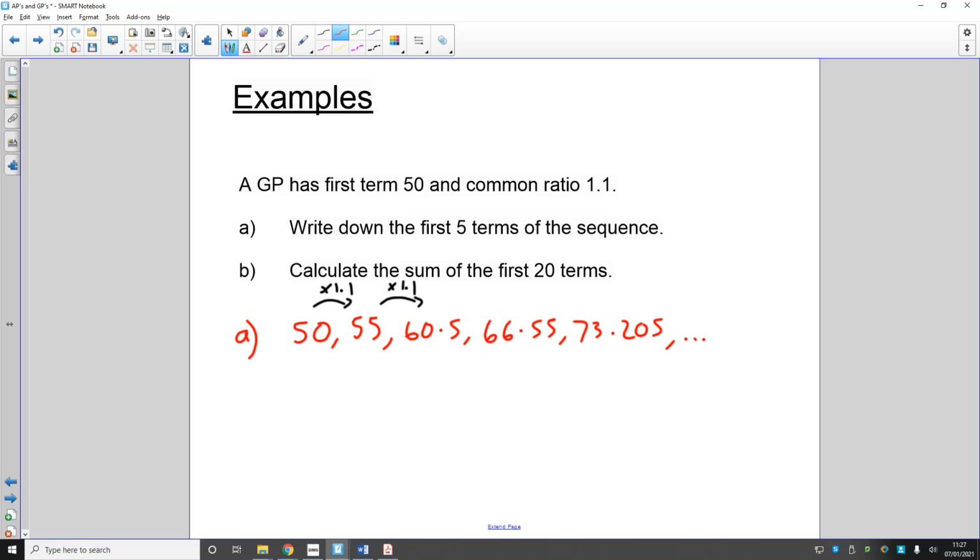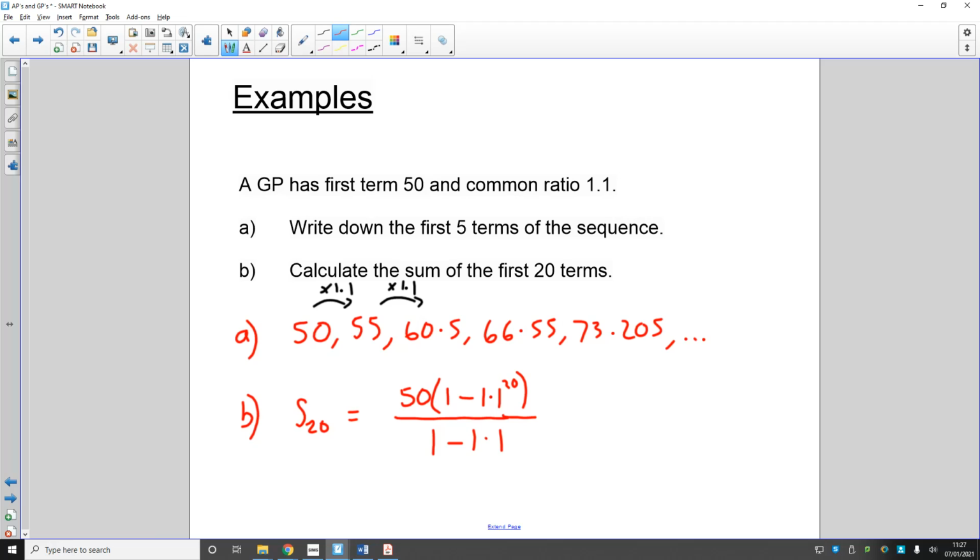Right, part B is asking us to calculate the sum of the first 20 terms of this geometric series then. So the sum of the first 20 terms is equal to, now we're going to need to use that formula that we've just proved. So it's a, so that's 50, multiplied by 1 minus r, now the common ratio is 1.1, to the power of n. In this case, we've got 20 terms, so that's to the power of 20, and it's all over 1 minus r, so that'll be all over 1 minus 1.1.